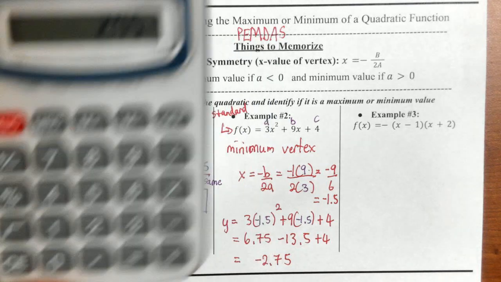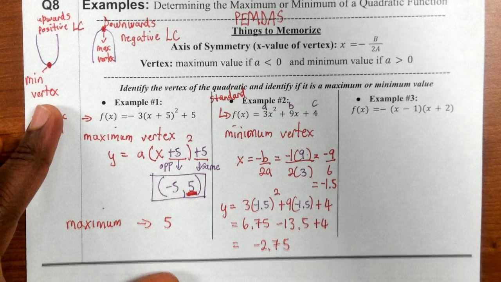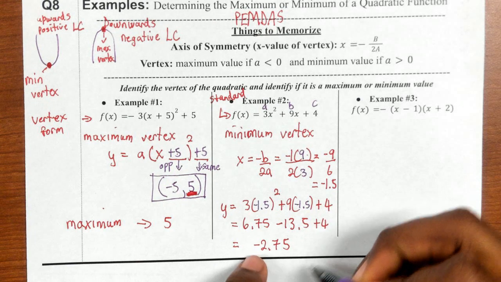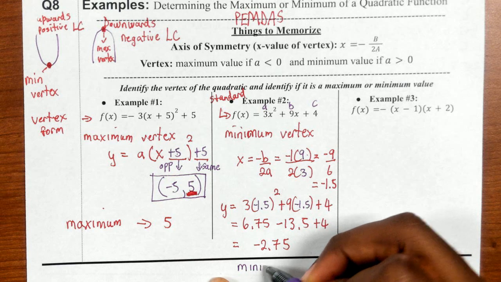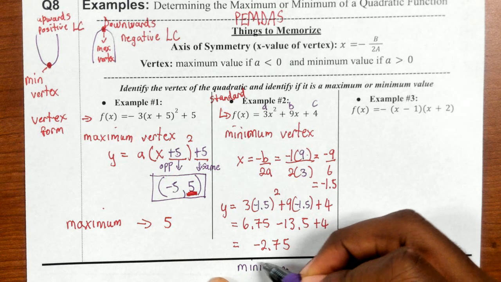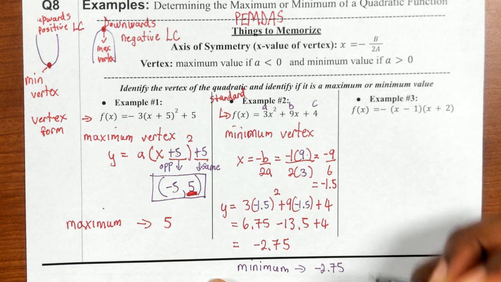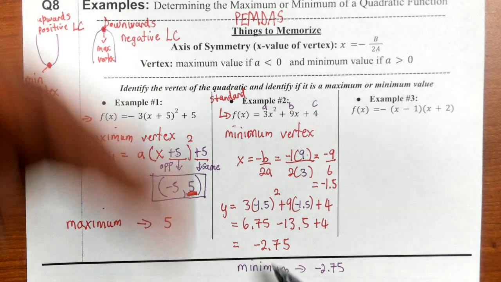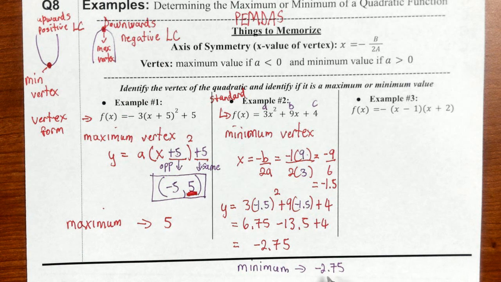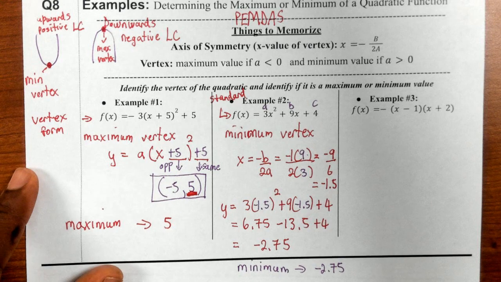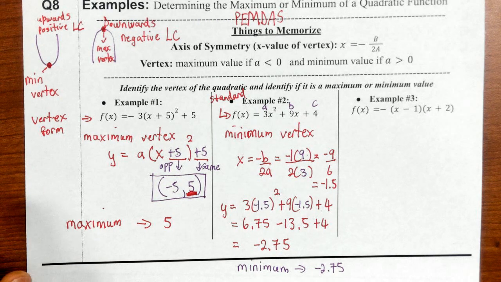So in delta, this is what you would put. You would put that this represents a minimum, and that minimum value is the -2.75. So that makes sense because a minimum means that you're lower, and a maximum means you're higher. So our minimum is a negative number while our maximum was a positive. So let's try the next one, guys.